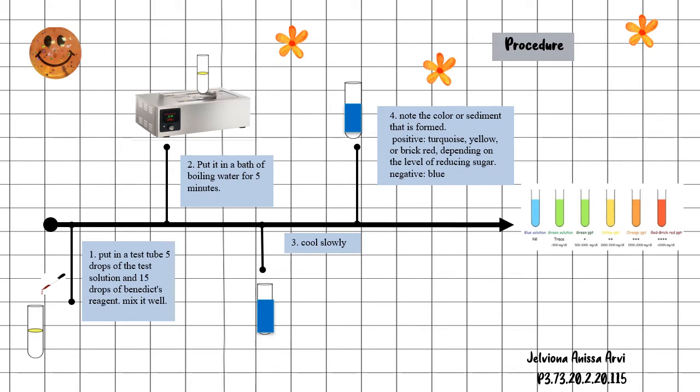Positive result have turquoise, yellow, or brick red and sediment. The color depending on the level of reducing sugar, and negative result have blue color. The level of reducing sugar you can see at the picture in the right. Blue have 0 reducing sugar, green less than 500, green precipitate 500 till 1000, yellow precipitate 1000 to 1500, orange precipitate 1500 till 2000, red brick precipitate more than 2000.